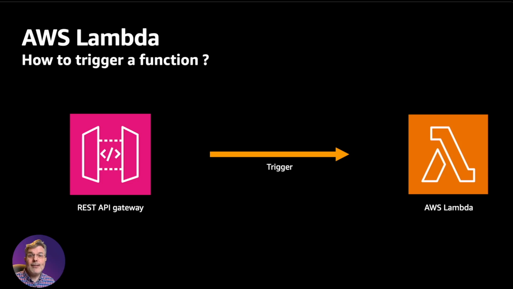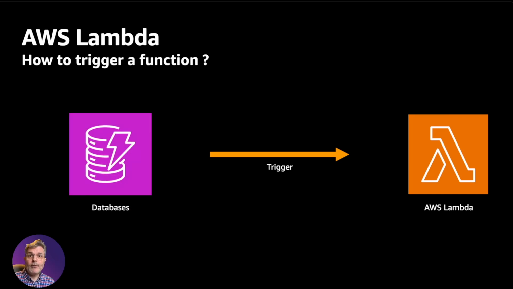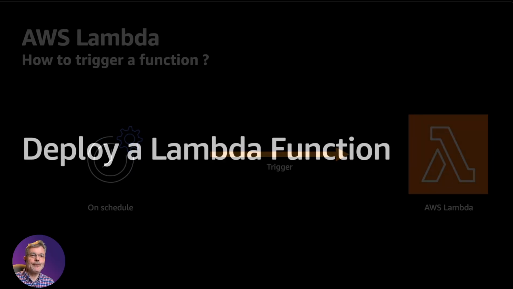The REST API is only one way to invoke your Lambda functions. You can also invoke your Lambda function with a GraphQL API, or you can invoke a Lambda function when a message arrives in a queue to create some kind of asynchronous communication between your components. You can trigger a Lambda function when there is a change in a database such as DynamoDB, or you can even run your Lambda function on a schedule, at regular intervals of time, like every 15 minutes, every hour, every night, every week.